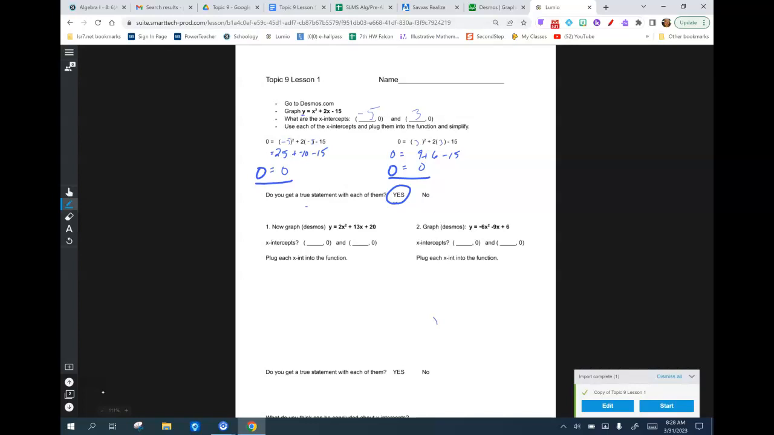Okay, now I want you to do number 1 and number 2, and I'm going to let you do these all by yourself. So you're doing this one and this one. See what happens when you plug in everything. You're going to plug in each of the x-intercepts just like we did right here and right here. Okay, you're going to do that for all of them. You're going to write down the x-intercepts, then plug it in. Note that your y-coordinate is going to be 0. Okay, go.